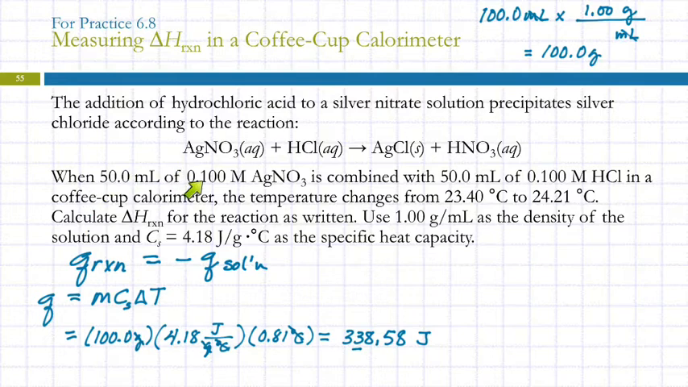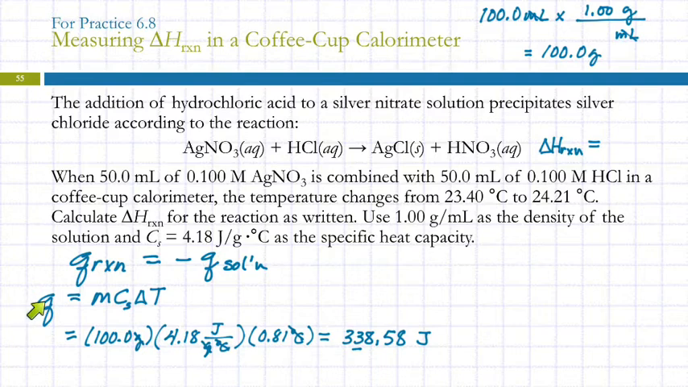The reaction was 50 milliliters of 0.1 molar silver nitrate and 50 milliliters of 0.1 molar HCl. The question wants us, and this is really the tricky part, the question wants delta H for this equation. So if we've got delta H up here, well, first of all, is that going to be negative or positive? It's harder than it sounds.